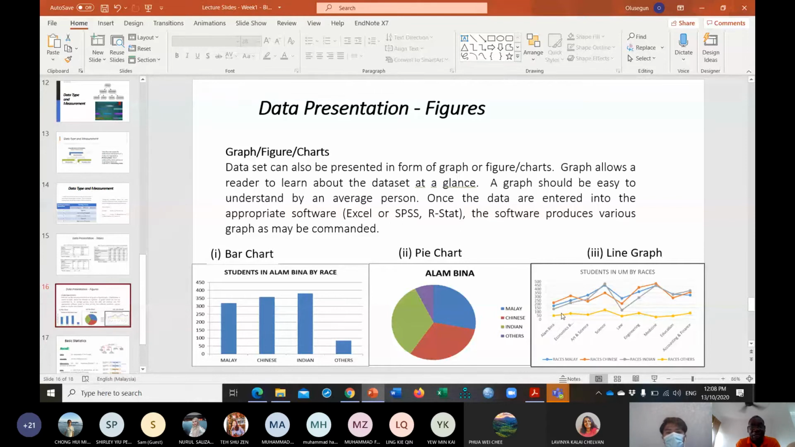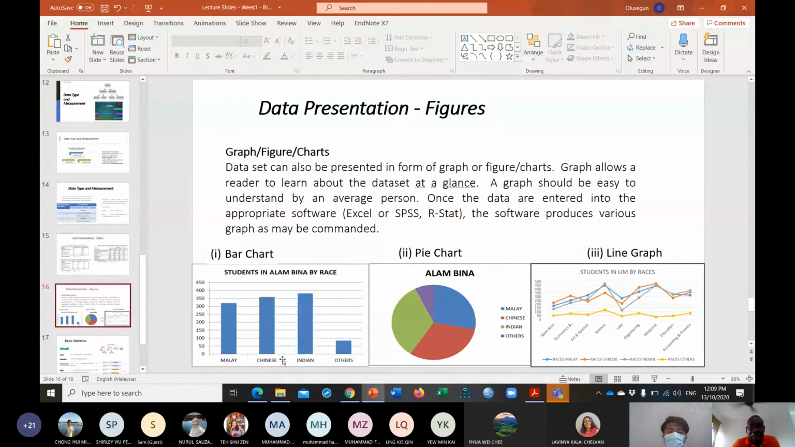So it can be a bar chart, it can be a pie chart, it can be a line graph. When you are presenting the data in this format, you should be able to tell us how the data looks. For example, if you look at the bar chart, it gives an idea of what transpires: how many students in Alambina by race, you can look at it.